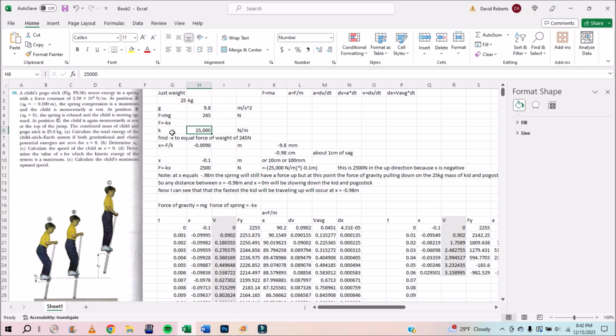So what we want to do is find x. If mg is equal to negative kx, well, you're just going to do mg divided by k. So you're going to have 245 divided by 25,000. The whole thing is just kind of do this in your head. You're going to have about 250. So you have 25 with a 0 and then 25 with three zeros. The 25s go away, and you're left with 100 divided by 1,000.